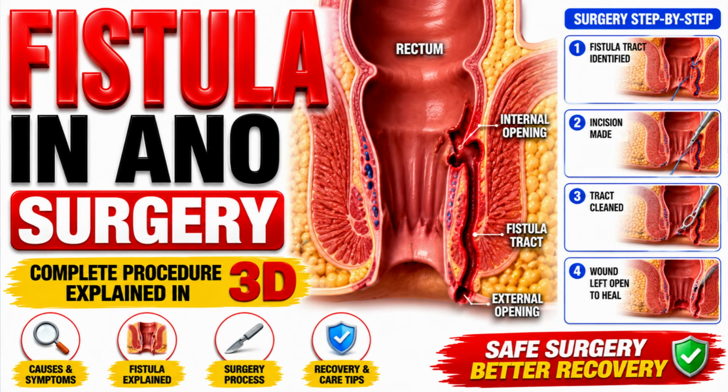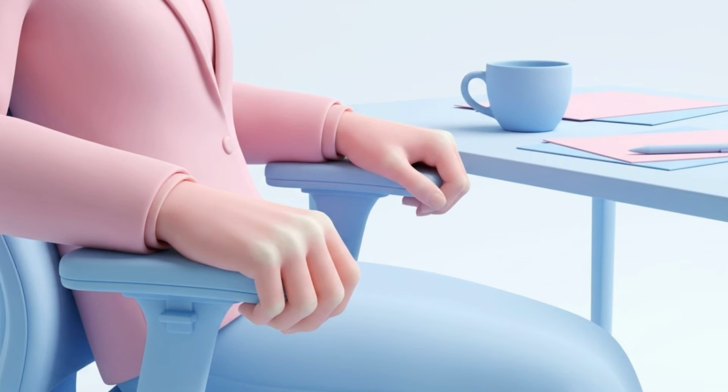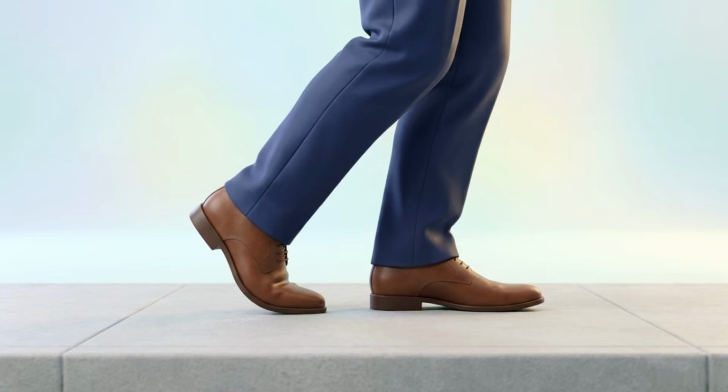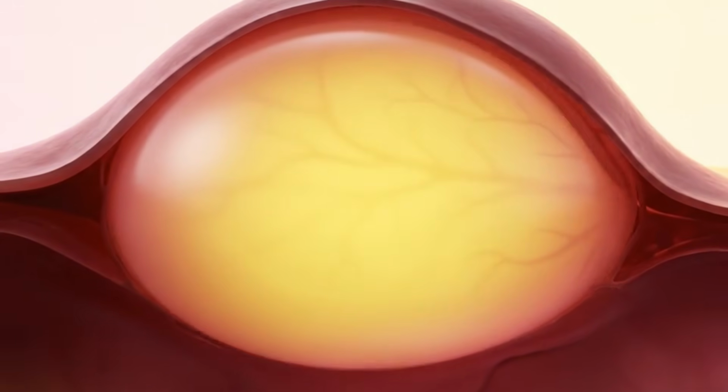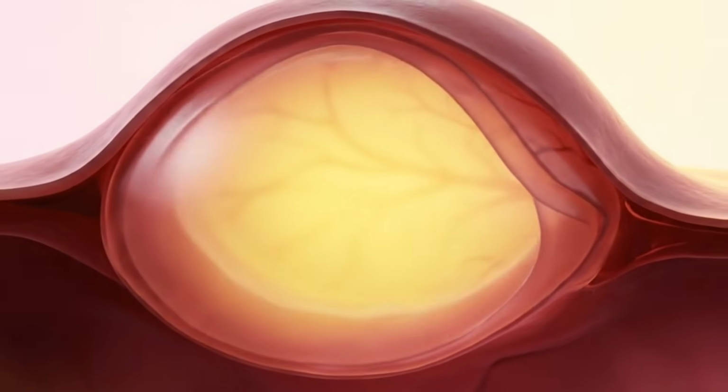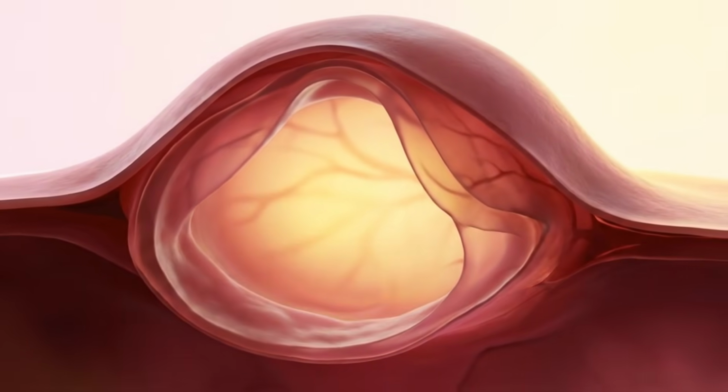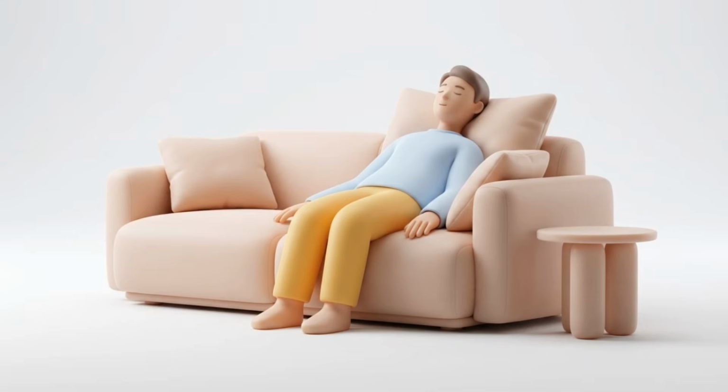Imagine developing a small, sensitive boil near your anus. At first, the inflammation makes sitting incredibly difficult, and every step you take sends sharp jolts of pain through the area. Over a few days, the internal pressure builds until eventually it bursts and releases a collection of pus. That release of pressure feels like the end of the ordeal, but the relief is strictly temporary.